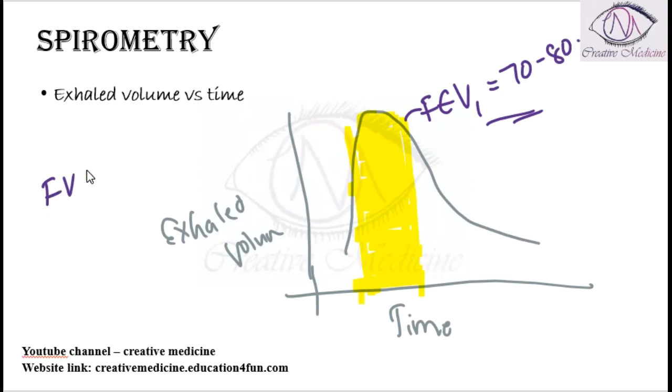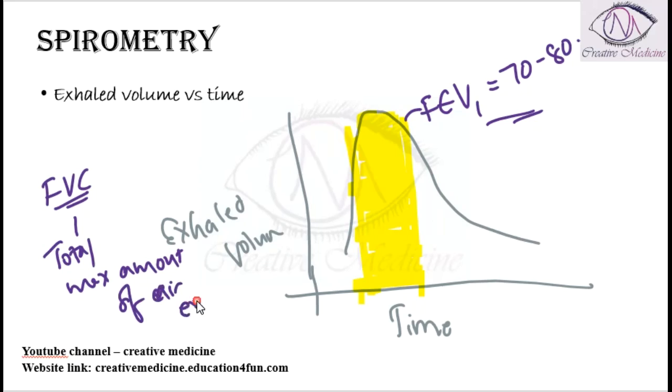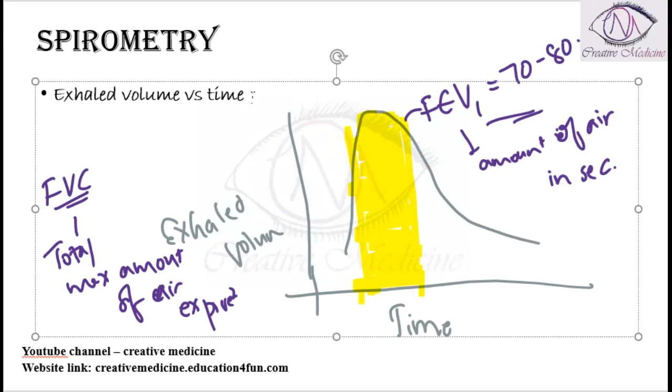What is forced vital capacity? Forced vital capacity is the maximum amount of air that is exhaled after inhaling. After inhaling as deep as possible, the total maximum amount of air that is expired is forced vital capacity. Whereas forced expiratory volume in 1 second is the amount of air that is expired in 1 second only. So almost 70 to 80% of air is expired in 1 second.